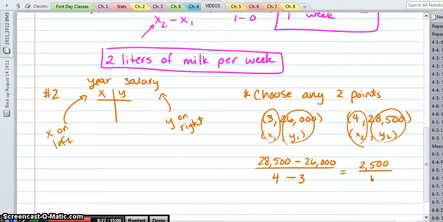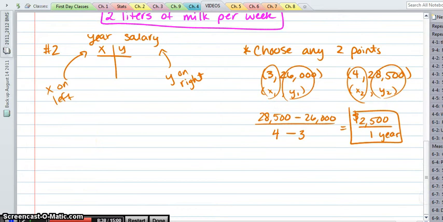So let's take a look at our labels. Well, the Y represents a salary or money, so $2,500 per 1 what? Per 1 year. So that is the rate of change, $2,500 a year.